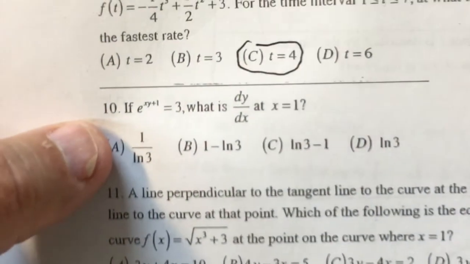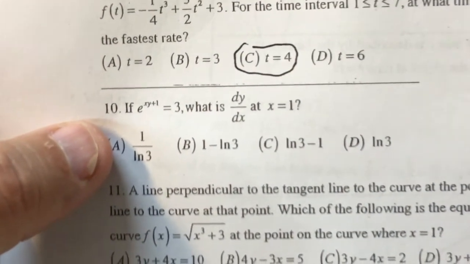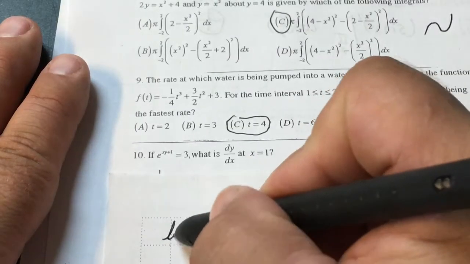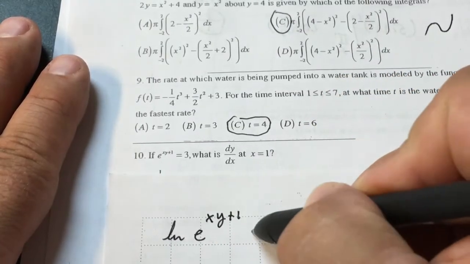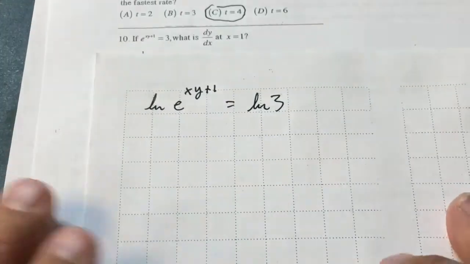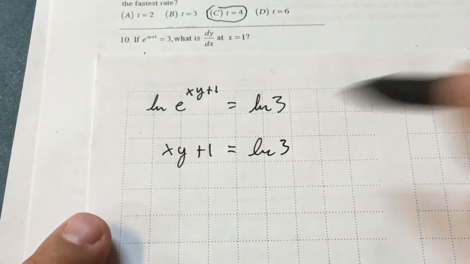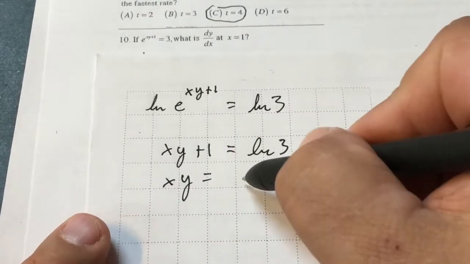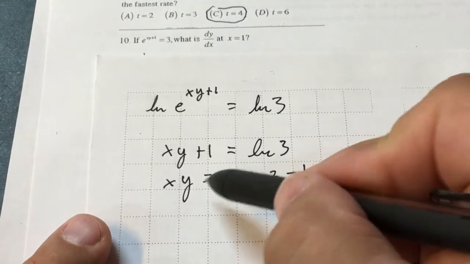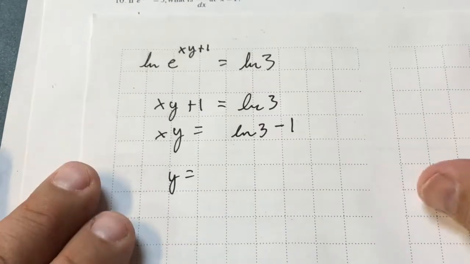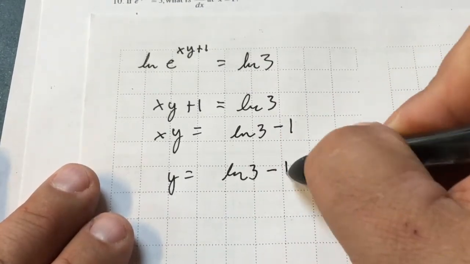e to the xy plus 1 equals 3. Take the derivative of that and plug in a 1. That's what that says. ln both sides. That's going to give me xy plus 1 equals ln 3. Subtract 1 from both sides. That gives me xy equals ln 3 minus 1. Solve for y. y equals (ln 3 minus 1) over x.